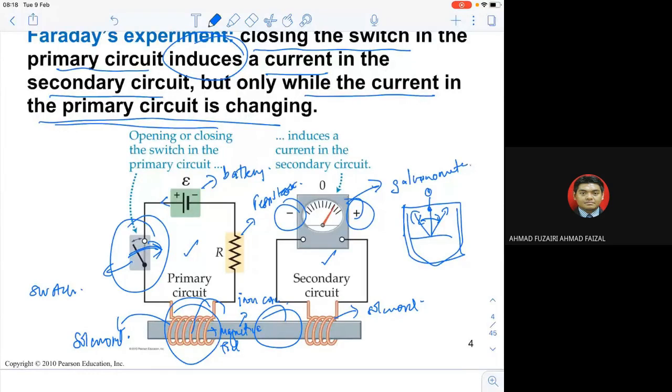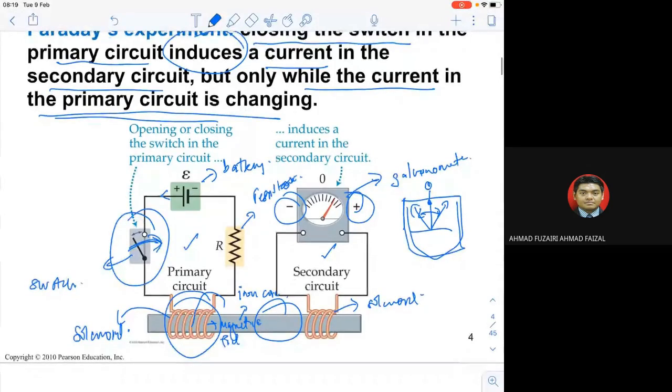But when the current flows, we can see that there is a deflection in the galvanometer. After some time, maybe 1 second after that, it will go back to zero. And afterwards, when we open the switch, we open the circuit, so there is no current inside the primary circuit. Then again, we can have a needle deflection in the galvanometer. So we are actually observing some things related to the switch or related to the current.